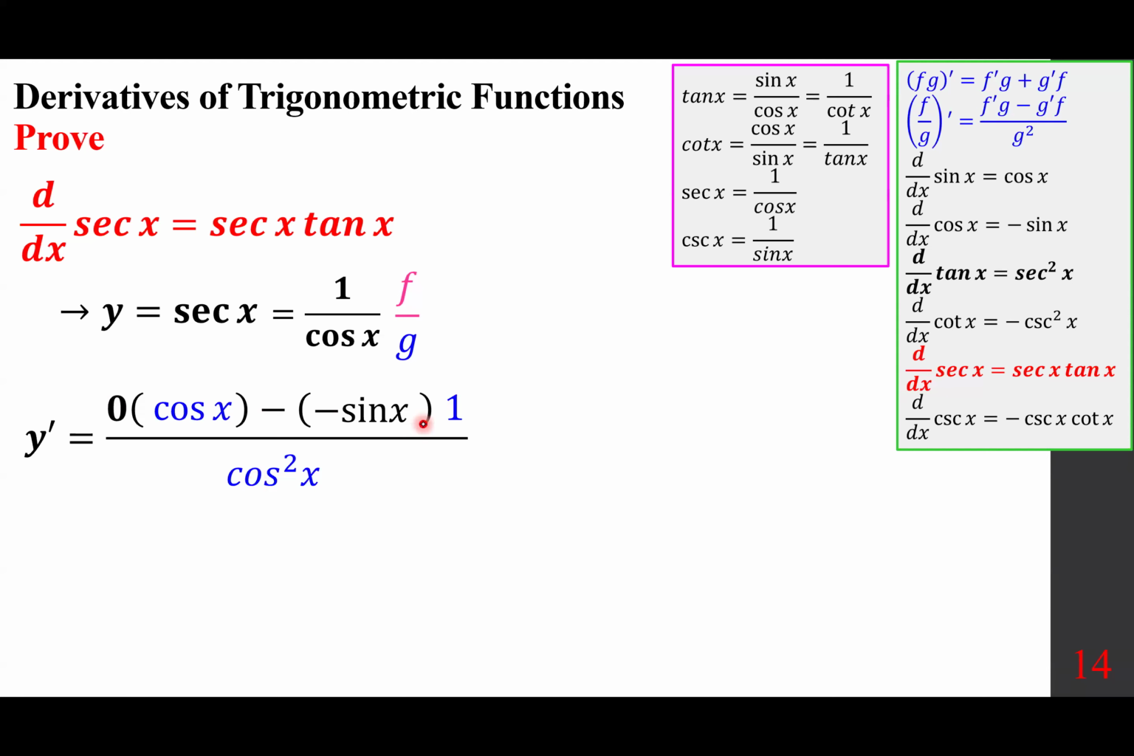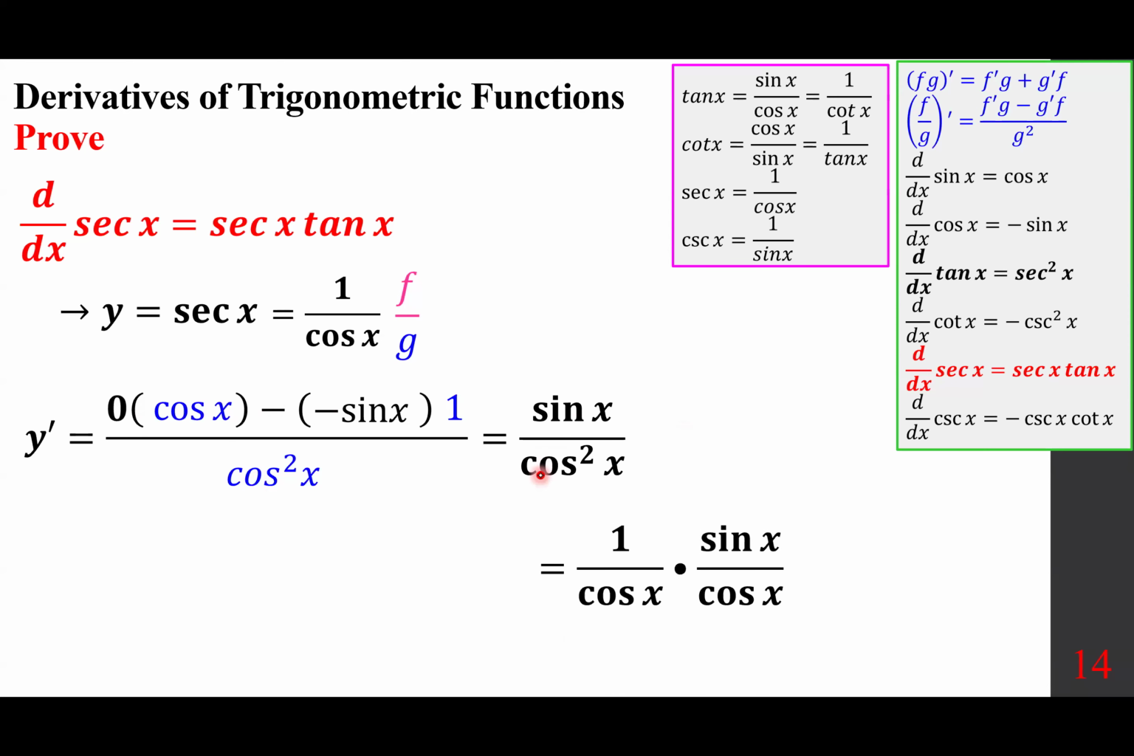Obviously, their product is 0, and their product is positive sine x. We want to make it look like that. As you recall from trigonometry, we would make certain changes. For example, this one, we're going to represent them as two fractions, 1 over cosine times sine over cosine. One over cosine is secant x. Sine over cosine is tan x. So the product of secant x and tan x, and that's the final answer, everybody.